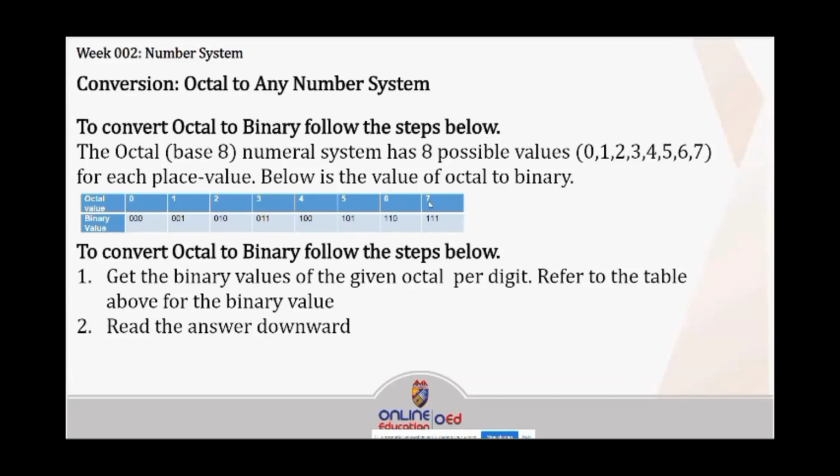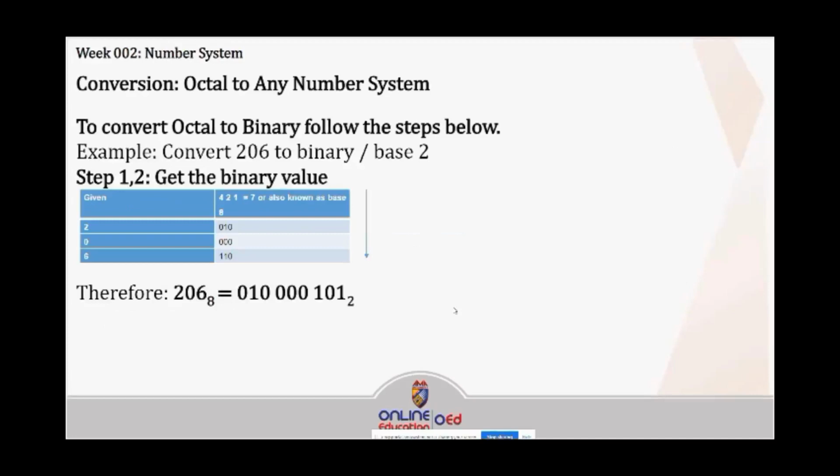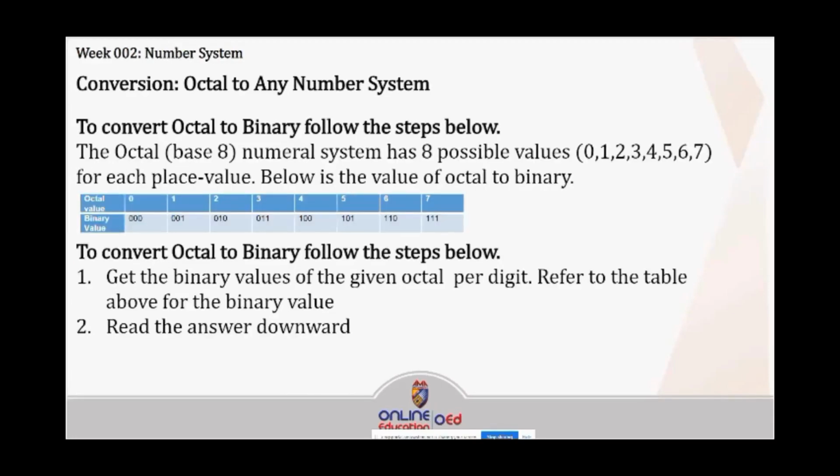To convert the octal to binary, you are to follow the steps below. Get the binary values of the given octal per digit. Refer to the table above for the binary value. Read the answer downward. Sample. Pwede mo naman tignan tong table na to. Pero, kung gusto mo mag-compute, madali lang din naman i-compute, kasi yan na yung fixed value niya.